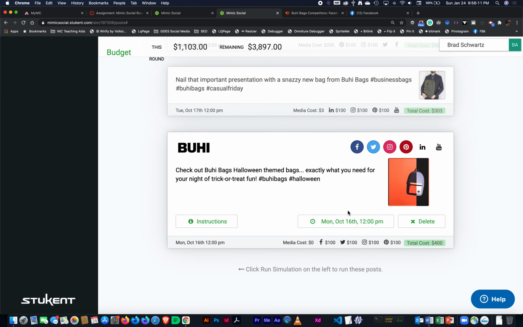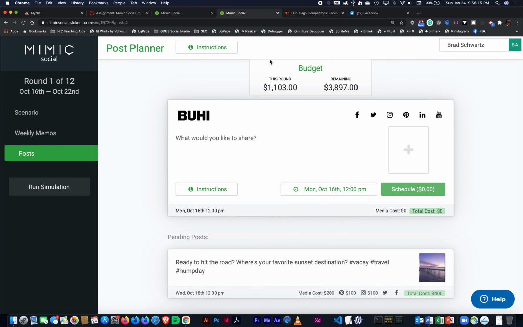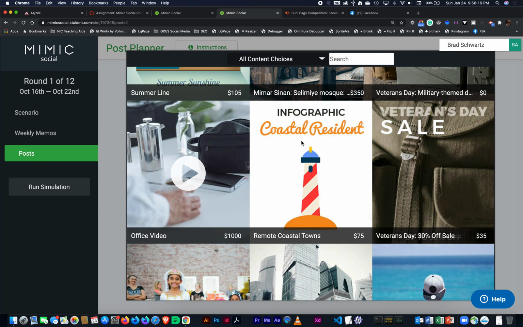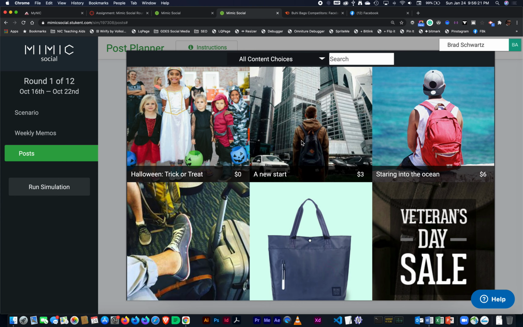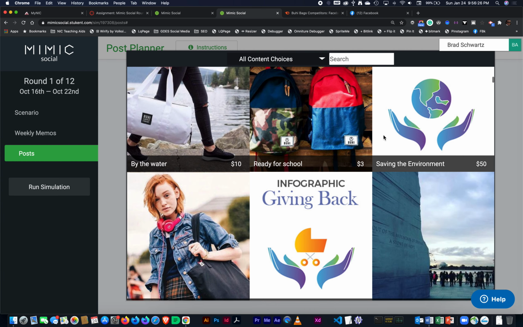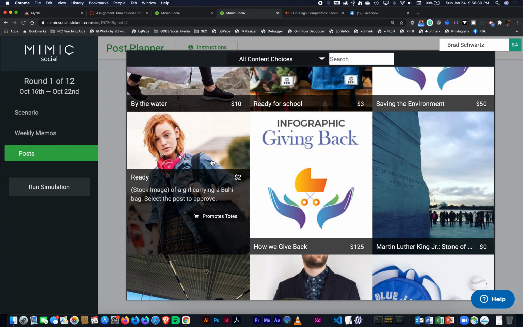Now we've got 3 posts. And we still have almost $4,000 to spend. So got quite a bit to spend. So don't be shy if you want to bump up your costs here and use up some of the budget.